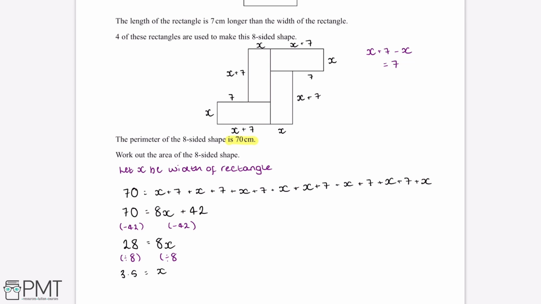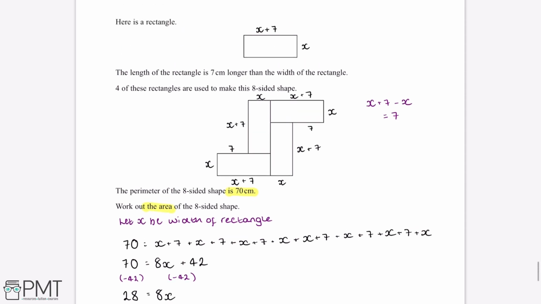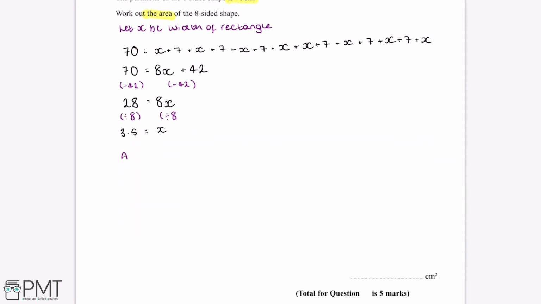Now the final part of this question is to work out the area of the 8-sided shape. Now we've been told that 4 of these rectangles make up this 8-sided shape. So we can multiply the area of this rectangle by 4, and this will give us the area of this shape here. So the area of a rectangle is equal to the width multiplied by the length. So in terms of this question, our width was x centimetres and our length was x plus 7 centimetres.